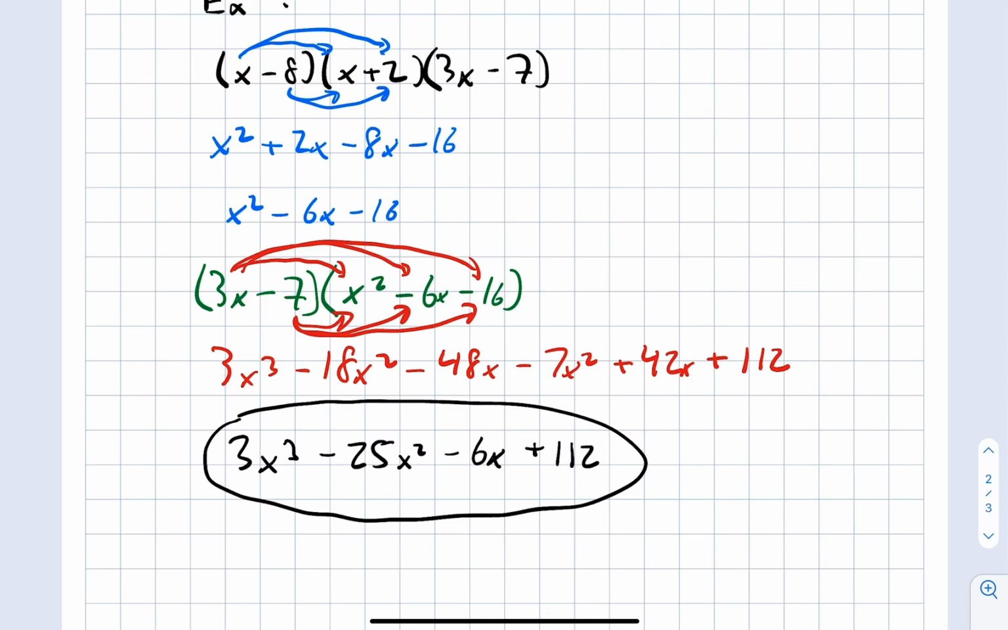So that's how we multiply polynomials that are a little bit more complex and sophisticated. Hopefully that made sense and that helped.